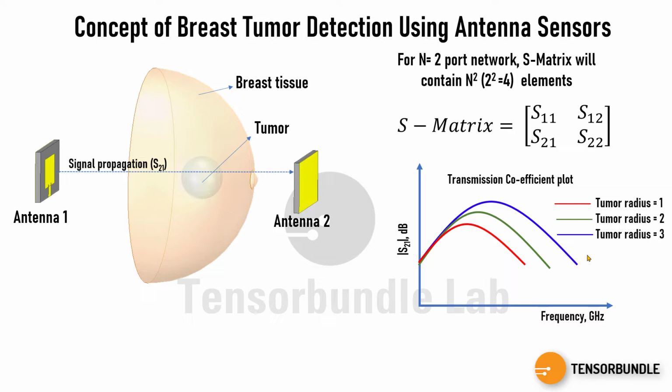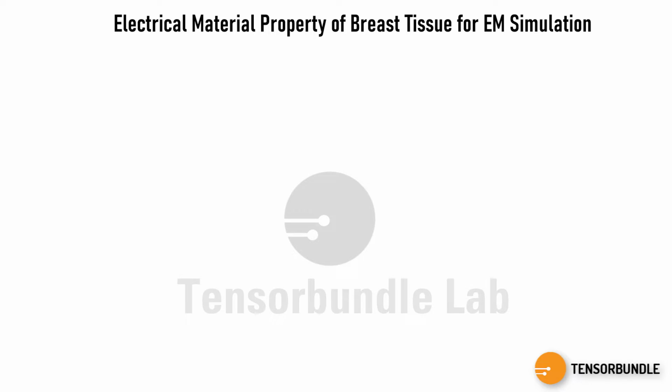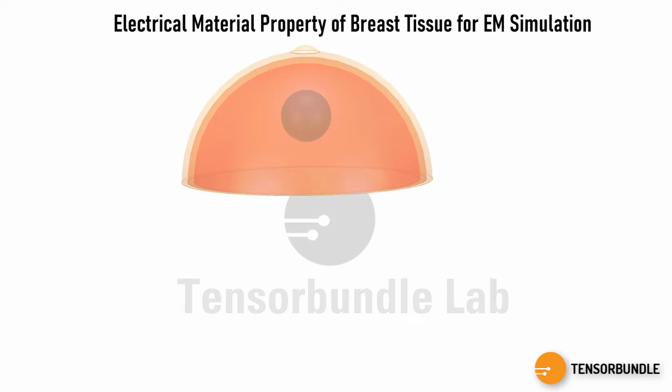Now, in order to design this entire system in EM software or electromagnetic software, we definitely need electrical material property for the biological tissues. This is our 3-layered breast tissue model or phantom. You can see there are different layers: skin, fat, and fibro-glandular tissue, which is basically the dense tissues inside the breast. And it also determines the density of the breast tissues as well. And the tumor tissue is the big sphere in the center.